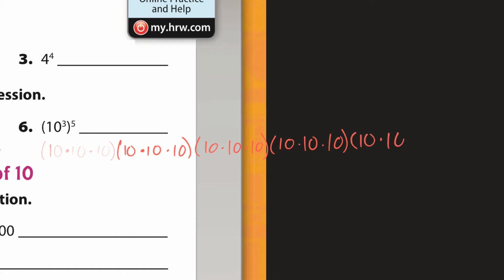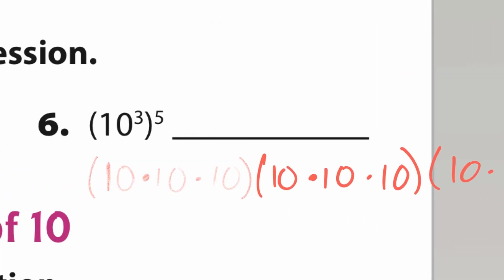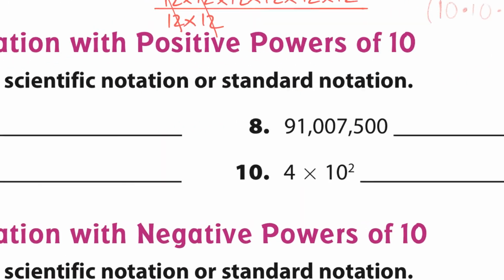10 times 10 times 10. There's 5 times. So the question is, how many 10s do we have? 1, 2, 3, 4, 5, 6, 7, 8, 9, 10, 11, 12, 13, 14, 15. And yeah, the quick way is to multiply 3 times 5, 15. 10 to the 15th power. Oops, I don't have to do that because it should be right there. 10 to the 15th power.